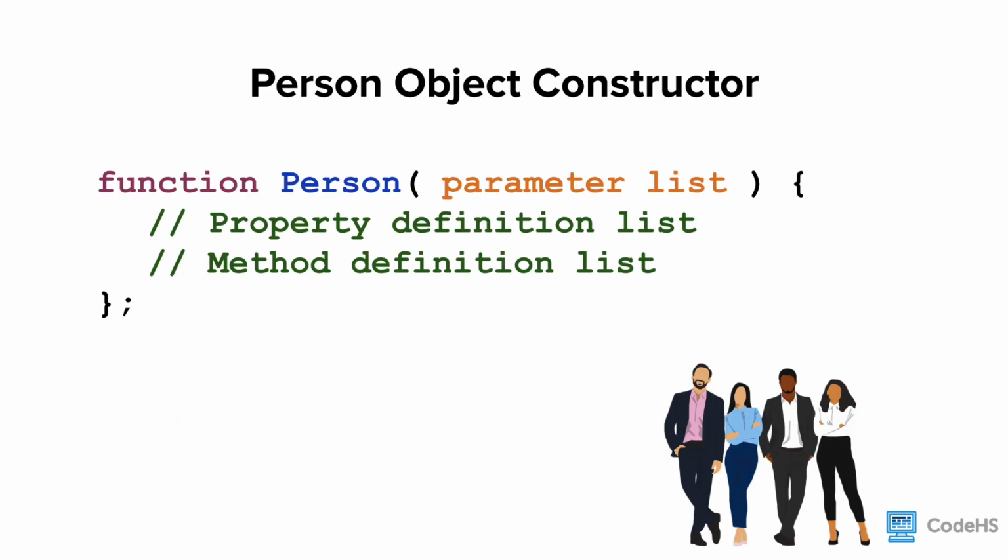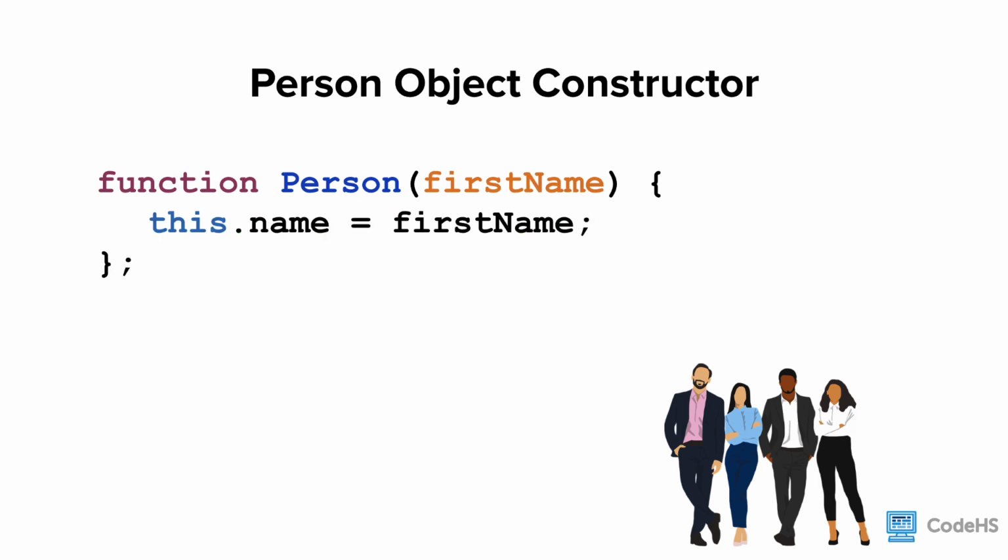Here is the basic structure of a constructor for person objects. You'll notice that it looks like a normal function so far, with the only difference being the name, Person, which is capitalized. Let's add a single property now and show how this function turns into a constructor.